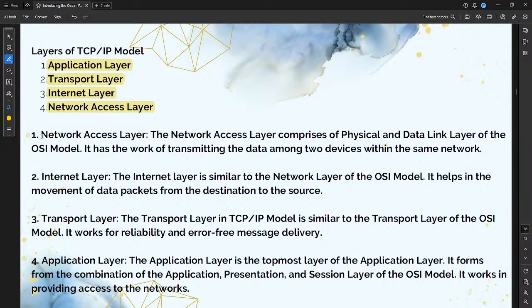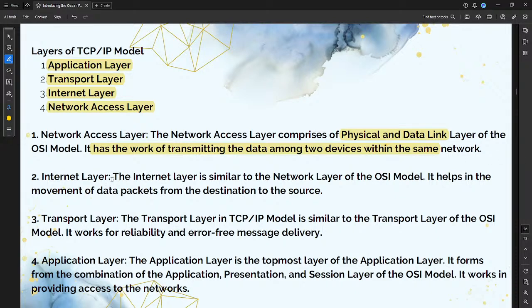Now, what does each layer do? Let's look at this from the very bottom. The network layer comprises the physical and the data link, and of course it has the work of transmitting the data between two devices within the same network. It's as simple as that.